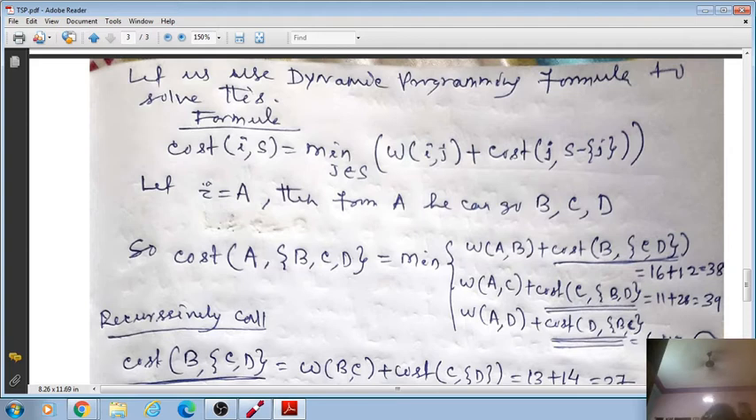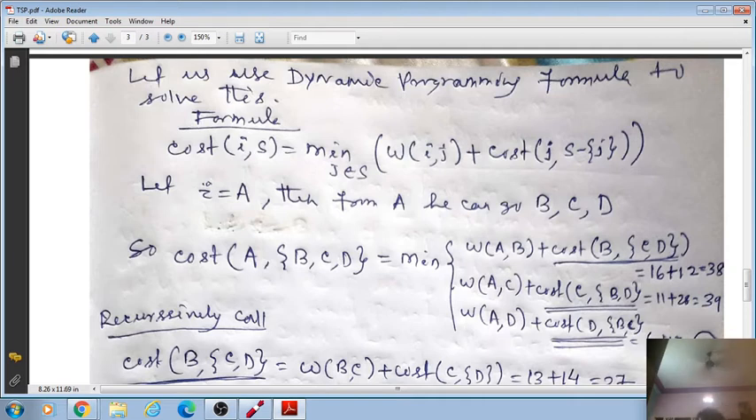Okay. Suppose my i is A. So A is my source. Then from A, which paths can I go? I can go to B, C, D. I have already shown you. So now if I use this formula, how do we find it? It will be cost A, comma, then the remaining set S is B, C, D, like in S we are writing curly braces B, C, D. If it is BCD, then you have to find the minimum of what?